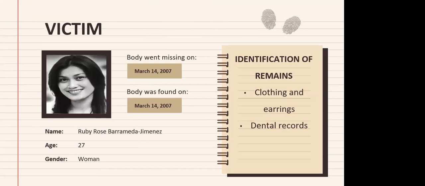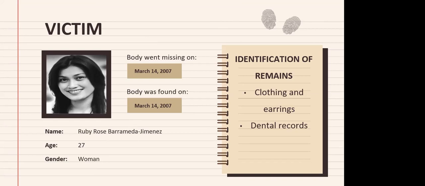So first, we have Ruby Rose Barameda Jimenez. She's a sister of the former actress and beauty queen Rochelle Barameda and has been identified by her family after 2 years of her mysterious disappearance. She was last seen on March 14, 2007 when she visited her children at the house of her husband's family. And after 2 years of search, Ruby Rose's body was recovered under the waters of Navotas Port when the accused turned witness testified and led the authorities to the area where they dumped the body of Ruby Rose. So her body was found cemented in a steel drum thrown in the waters in Navotas in 2009.